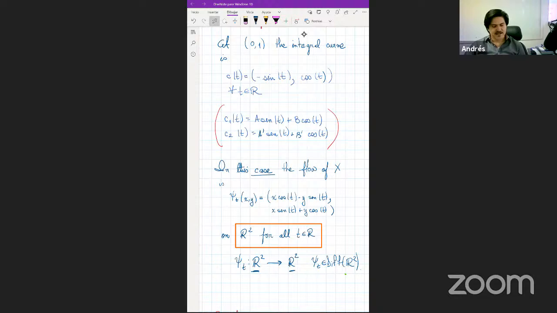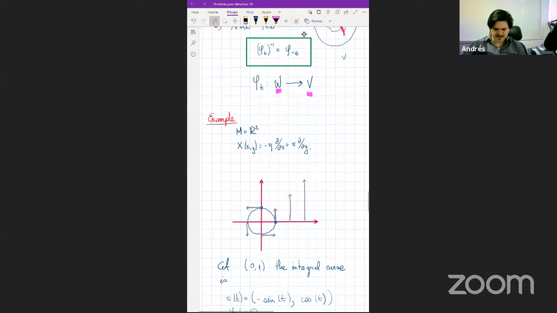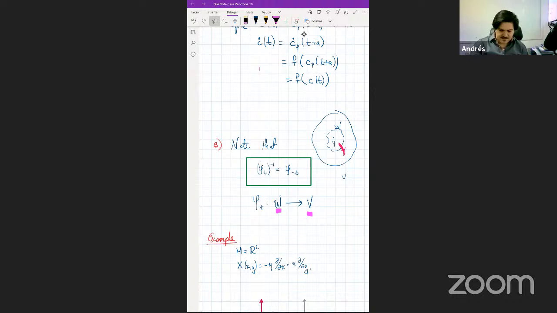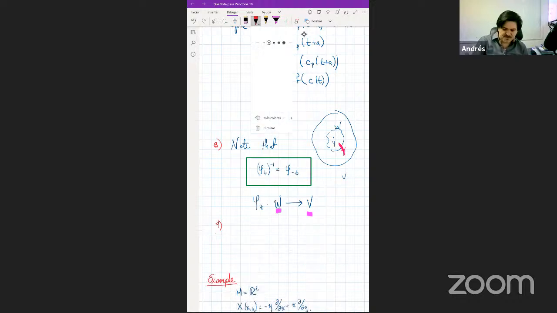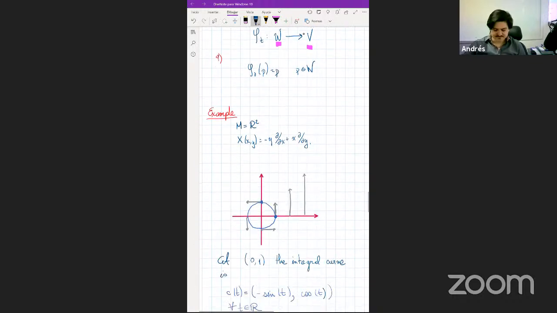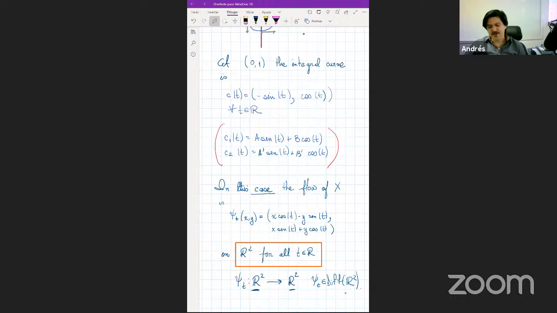And again, I forgot to mention this. The other observation is the one given in the first part, the initial condition. So here the initial condition, now we can say that it is the identity on R2.